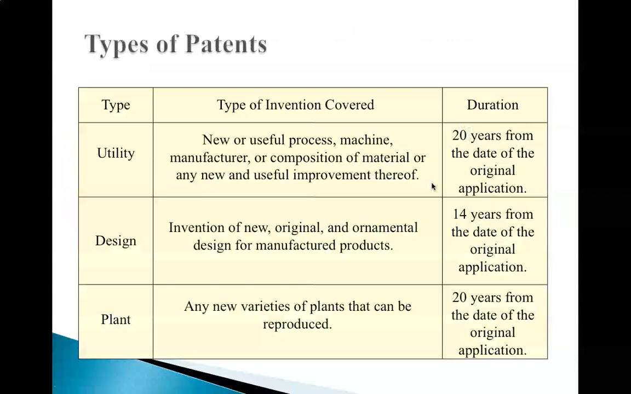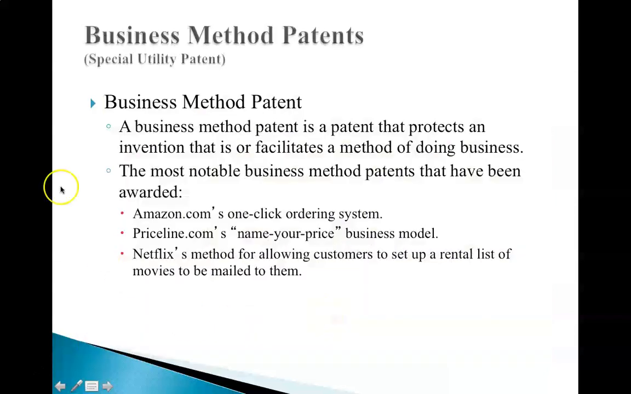There's three main types of patents we call utility, design, and plant, and we have a type of inventions that are covered. So utility covers process, machine, manufactures. I'm going to say more business types are probably utility, but not all. Designs, invention of new, original, and ornamental designs for manufactured products, and then plants, any new varieties of plants that are reproduced. So a business method patent is a patent that protects an invention that is or facilitates a method of doing business. So you can actually patent methods of doing business as well.